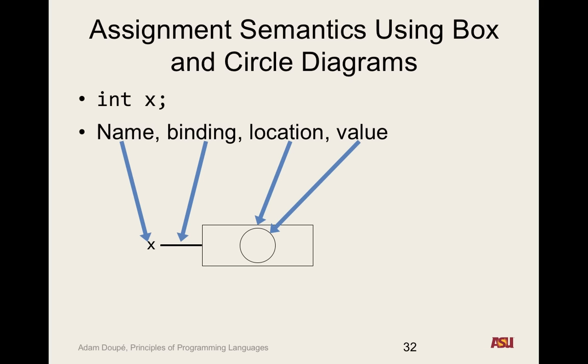Questions? Yeah? Can there be different types of bindings? Not as we define them. So we're defining bindings as between a name and a location. So you can see here, it's binding the name X to the location, which is the box.